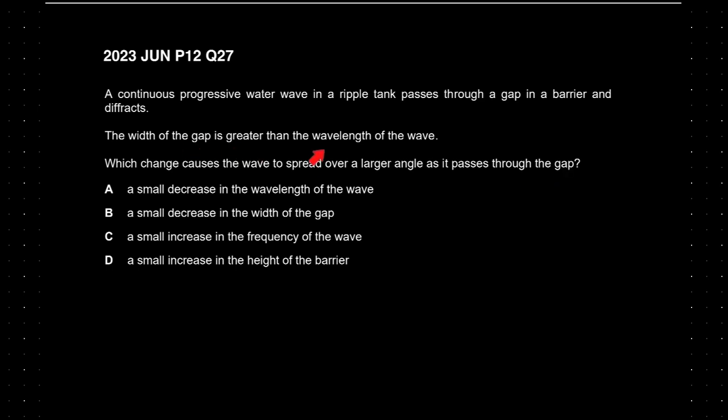So if the width is greater than the wavelength, either you increase the wavelength or you decrease the gap, right? A small decrease in the wavelength is not going to increase diffraction. It's not going to make it spread over a larger angle. Decreasing the width of the gap is true, right? A small increase in the frequency of the wave: if the frequency goes up, again the wavelength would go down, so this is not what we're looking for. And the height of the barrier has no effect whatsoever on the diffraction.